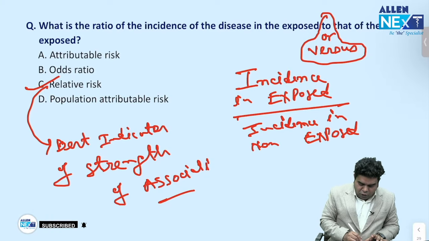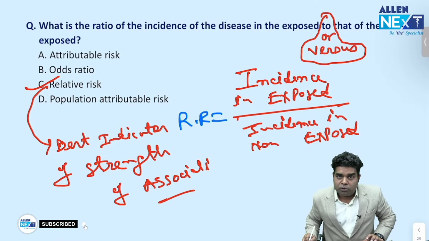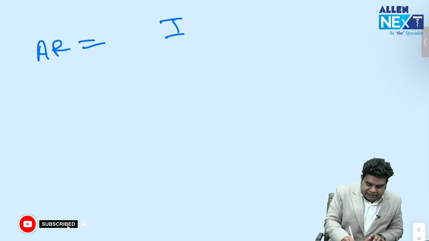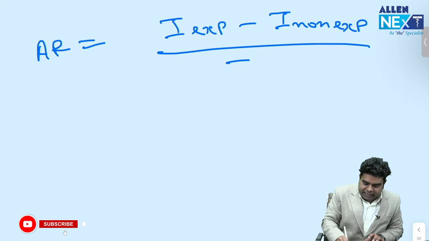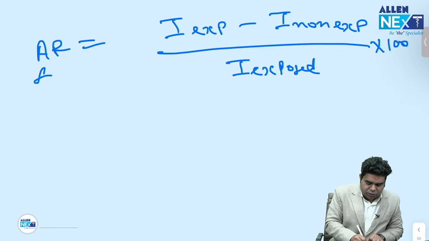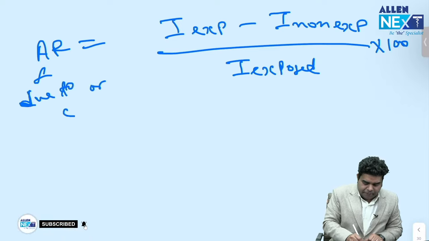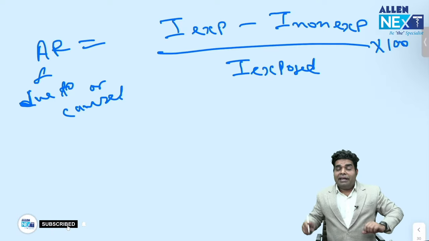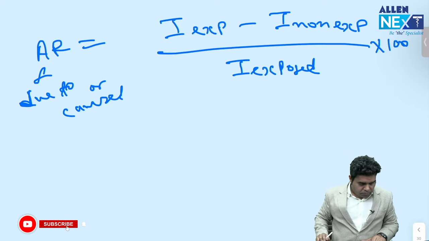I hope you all know the formula of attributable risk. This is the formula of relative risk: exposed by non-exposed. If I say attributable risk, it will be incidence in exposed minus incidence in non-exposed, divided by incidence in exposed, multiplied by 100. And whenever they use attributable risk, they will use the words "due to" or "caused by". Like on a cigarette packet, it is written, smoking causes lung cancer. That means they are talking in attributable risk.